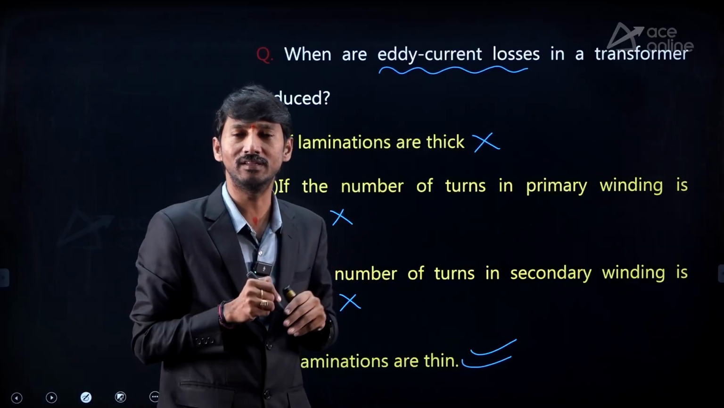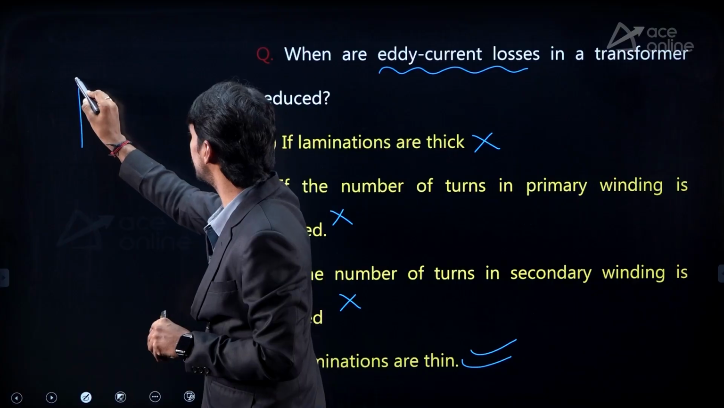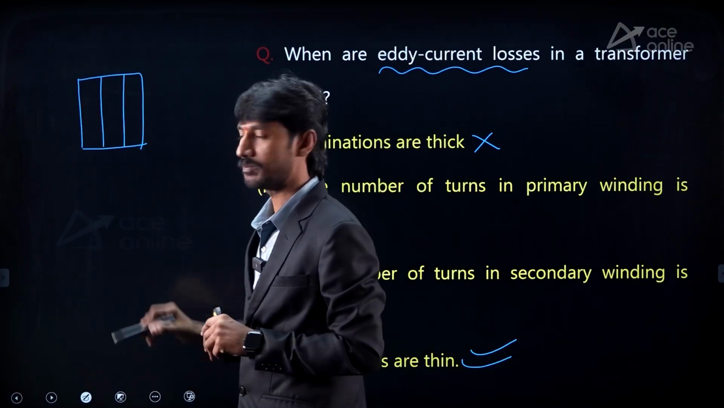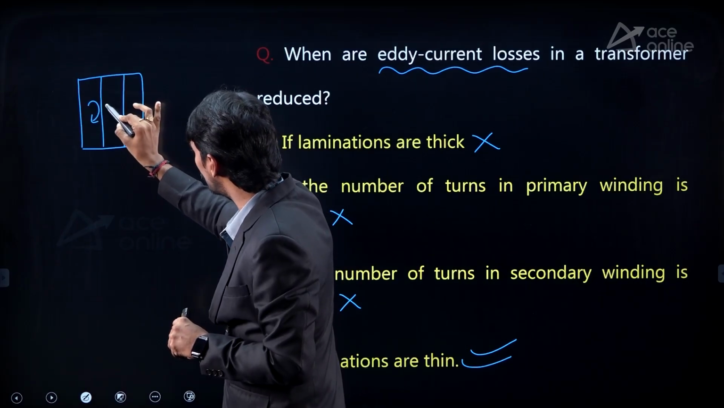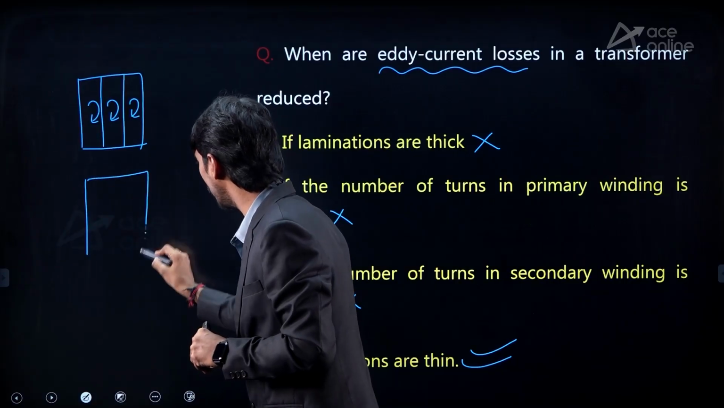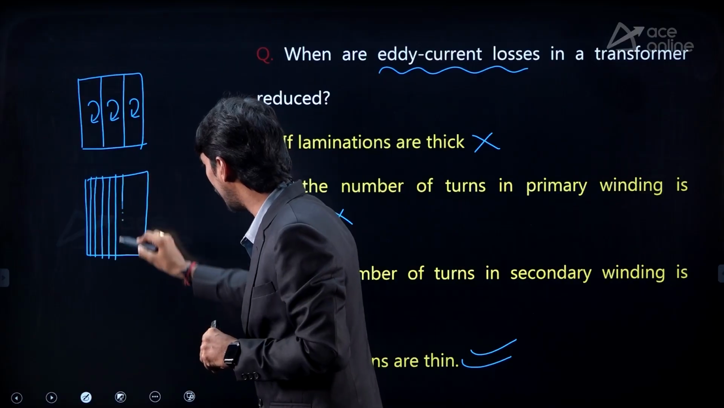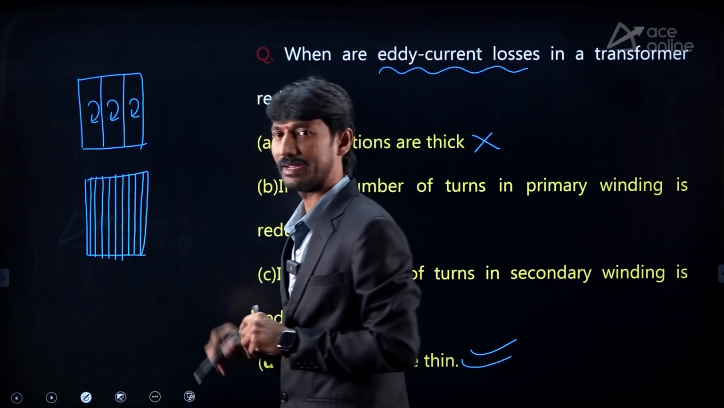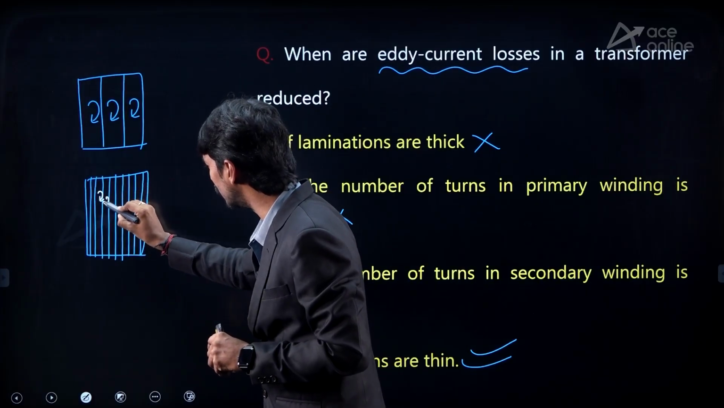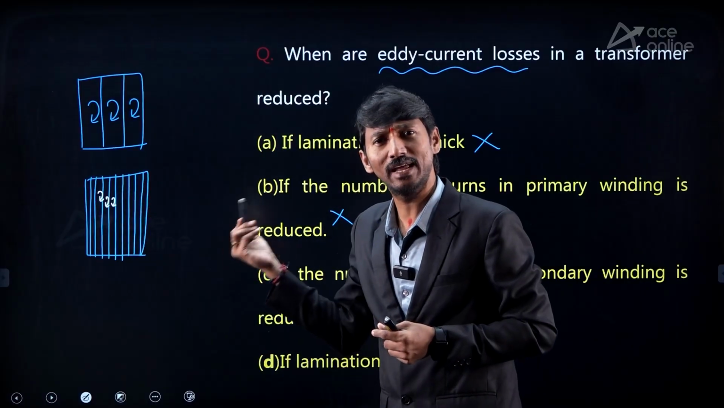If laminations are very thin, the circulating current will be less. What is the simple logic I am giving? Suppose this is the core. I am taking only one lamination like this. More area is there, so more circulating current will be there. Suppose in the same core area, I make so many laminations, very, very thin. Then the circulating current will be reduced. Circulating current means what? Eddy current.